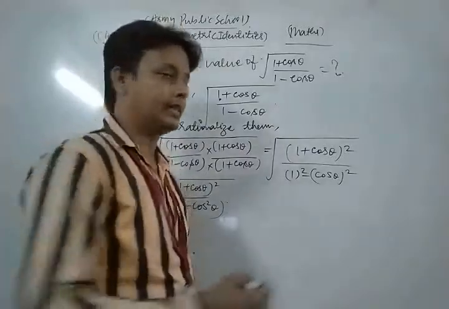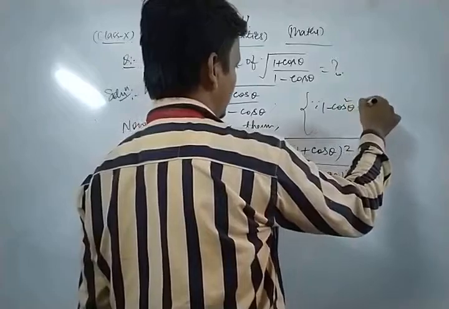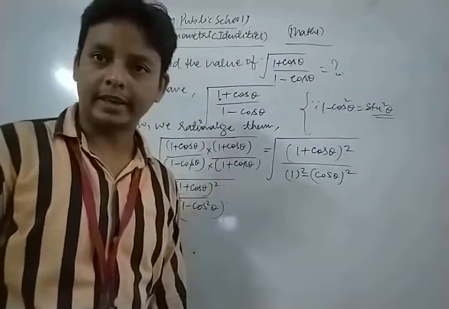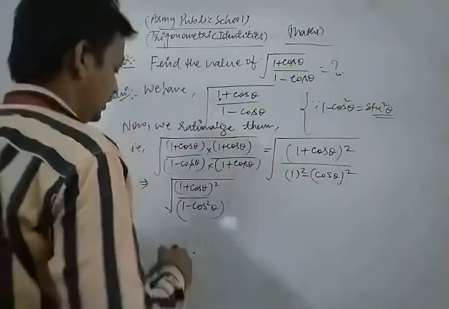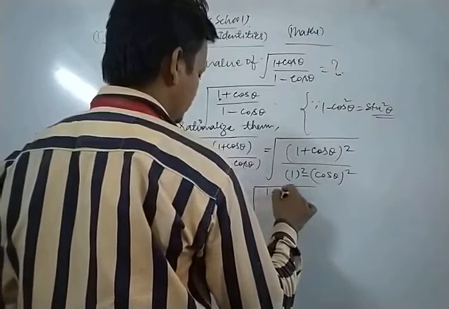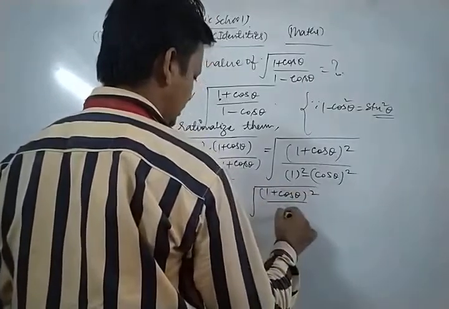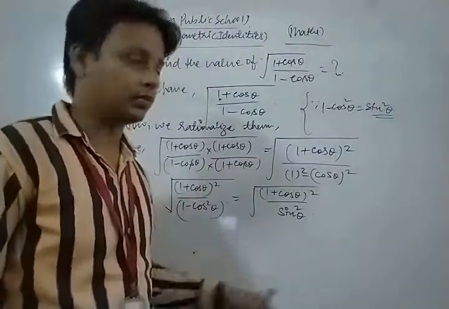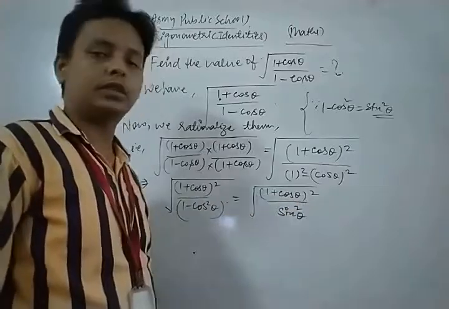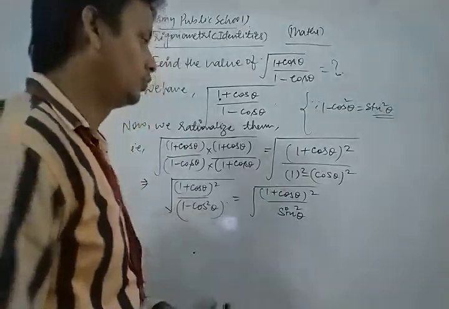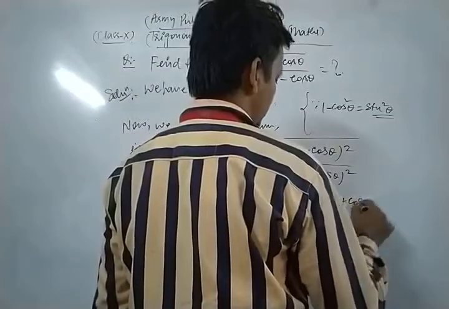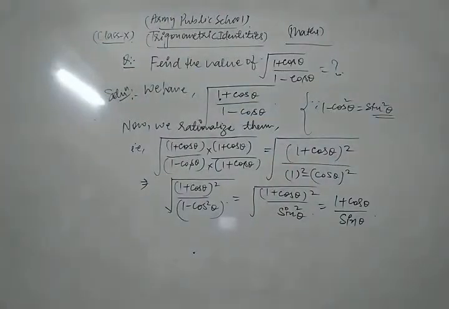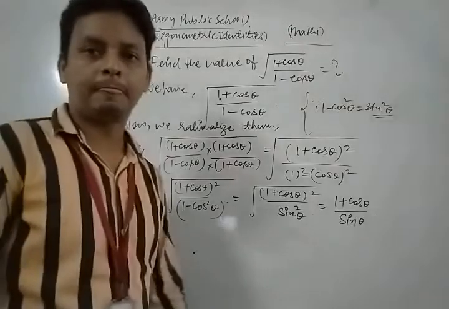And you know that 1 minus cos square theta is equal to sin square theta. So here we can write the square root of (1 plus cos theta) whole square upon sin square theta. Dear students, now this is square and this is also square, so we take them out of the square root, so we get (1 plus cos theta) upon sin theta.